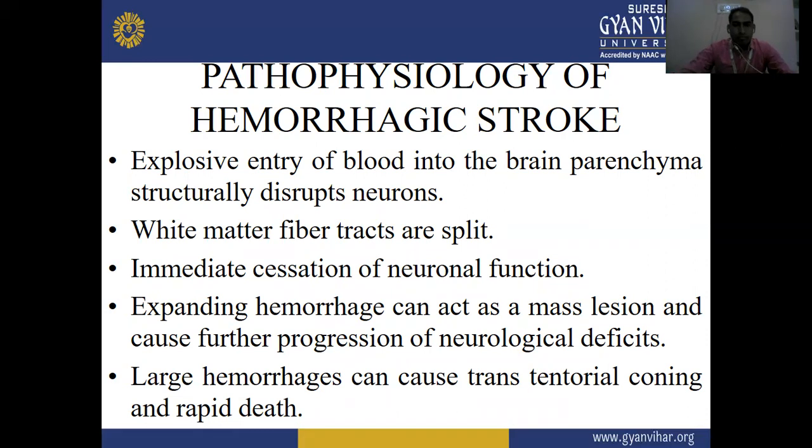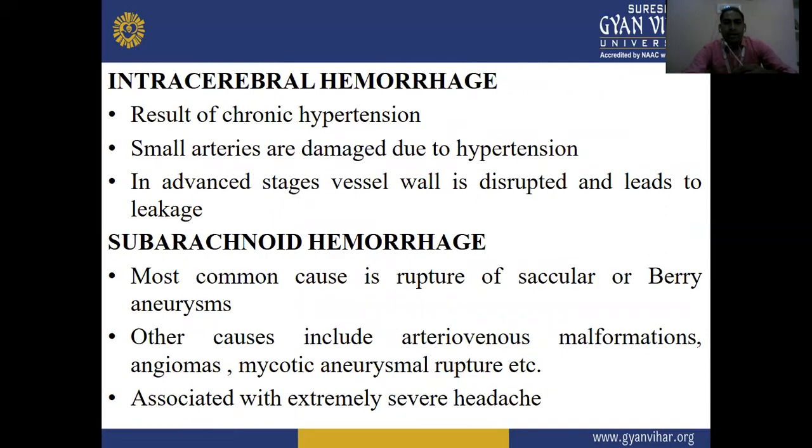Next one is intracerebral hemorrhage, which results from chronic hypertension. Small arteries are damaged due to hypertension, and in the advanced stage the vessel walls are disturbed and lead to leakage.